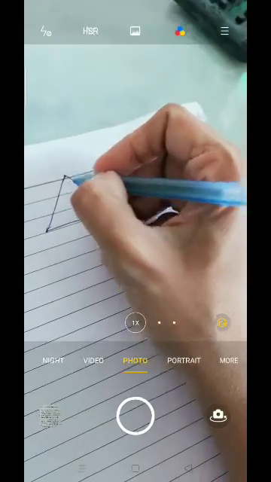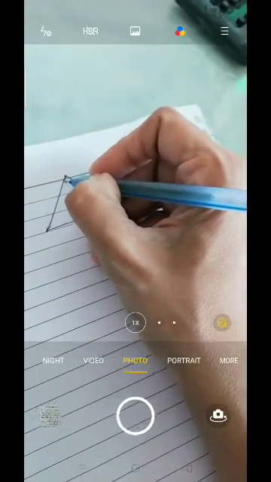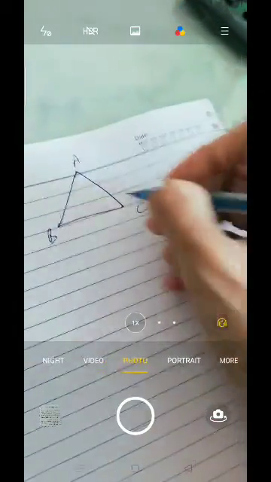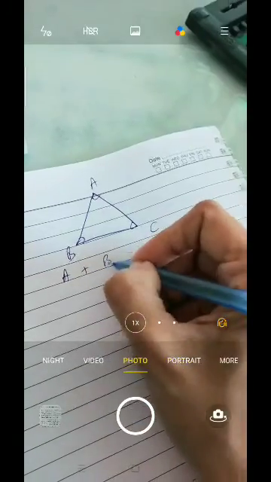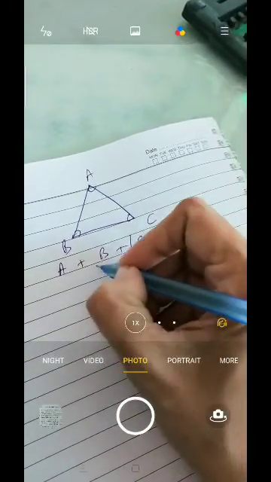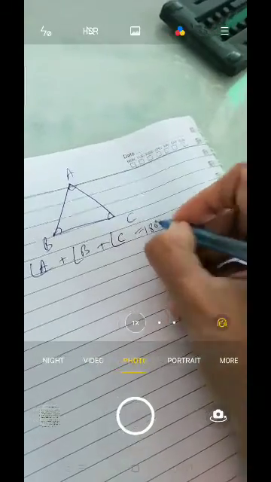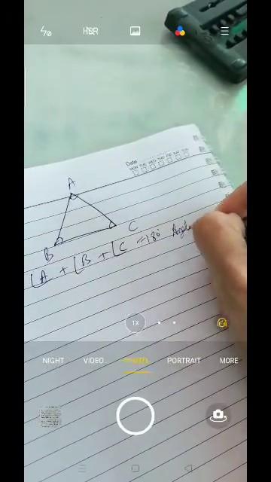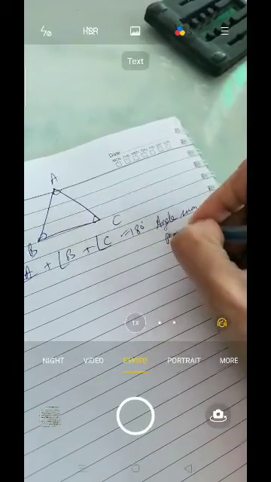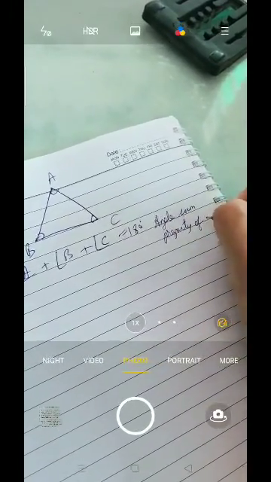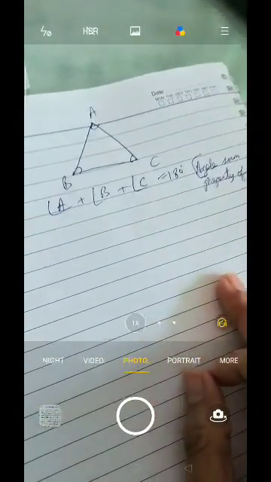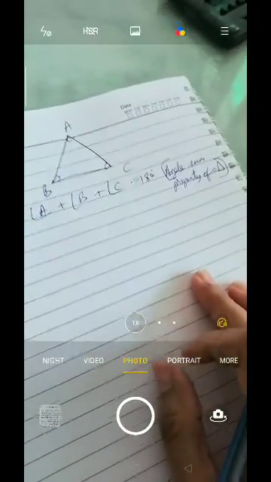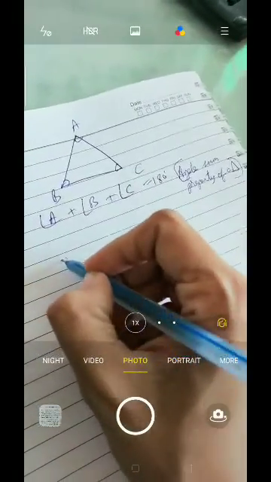Now kids, what you need to remember over here is the angle sum property of a triangle. Name the angles, say ABC. Angle A plus angle B plus angle C will always be 180 degrees. This is called the angle sum property of a triangle. Clear? This is very important. You need to remember it.